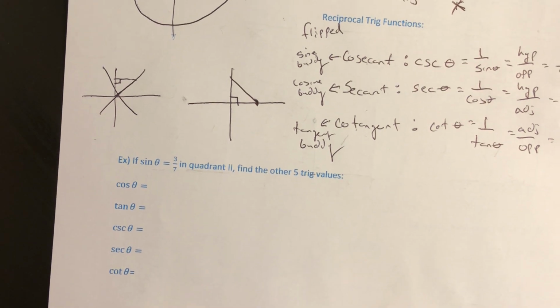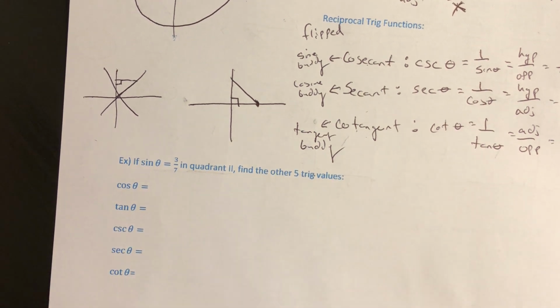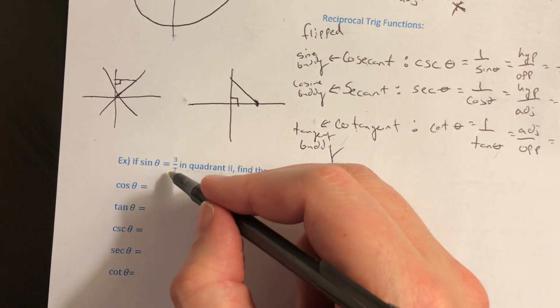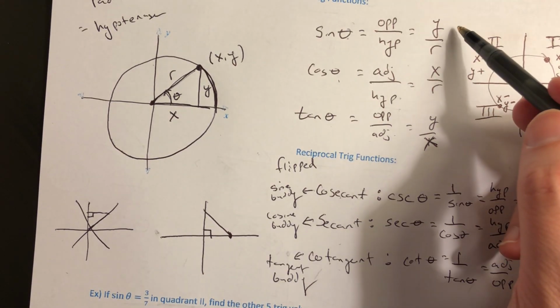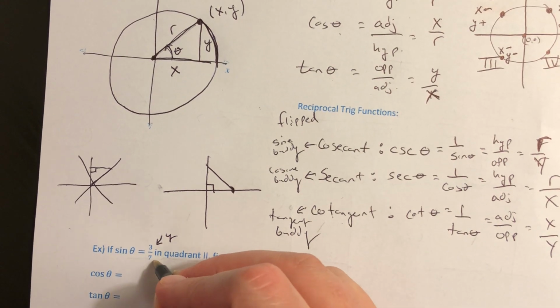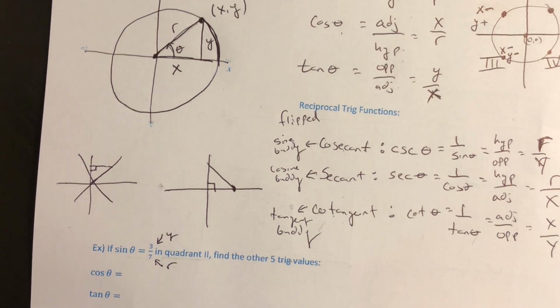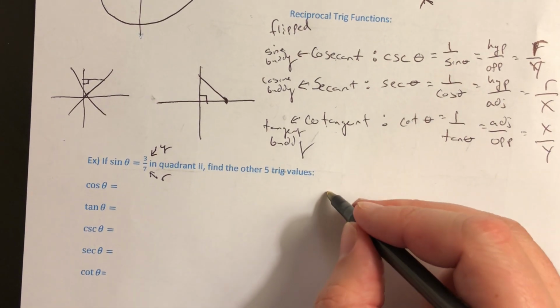All right, so we want to find all 6 trig ratios, but they give you one of them. So sine of theta is 3/7. So I come up here to the sine and make sure I remember what sine is. Sine tells me the y coordinate and the r value. So my y value is 3 and my r value is 7, but we're in quadrant 2. So once again, that's important to know. How does that affect what my x value is going to be?